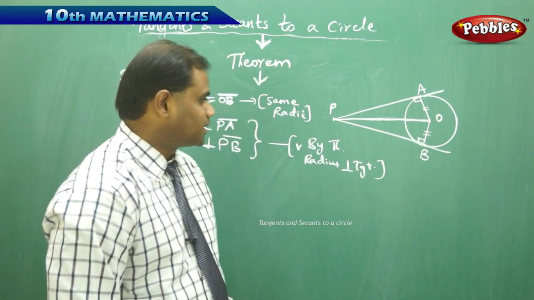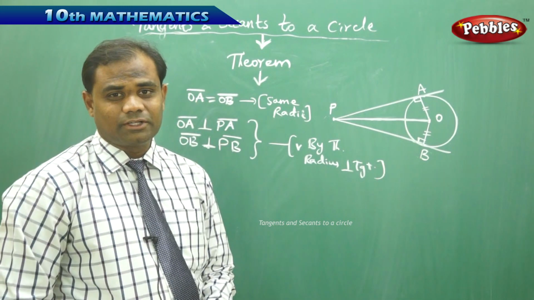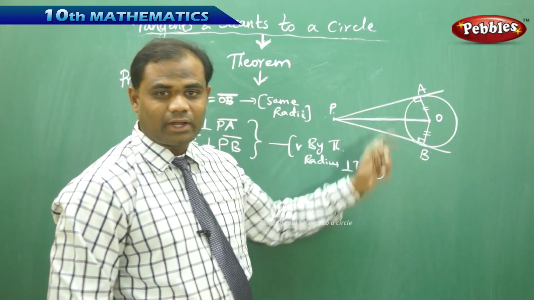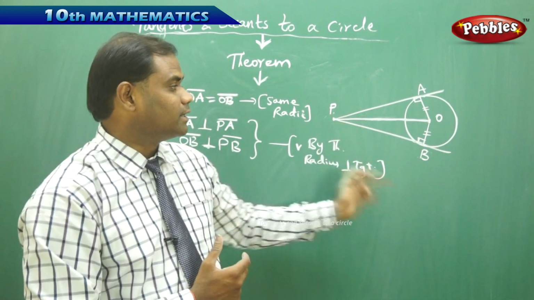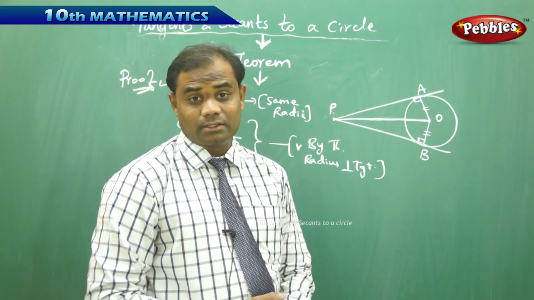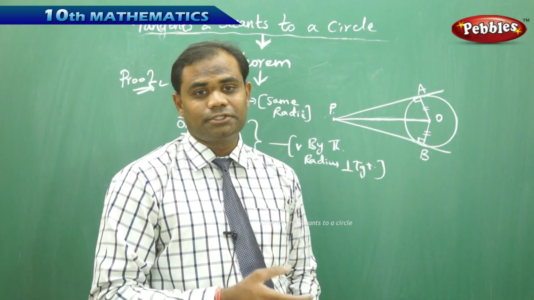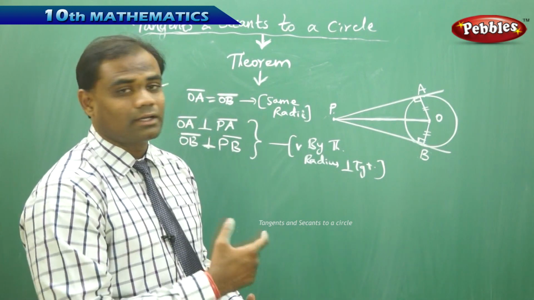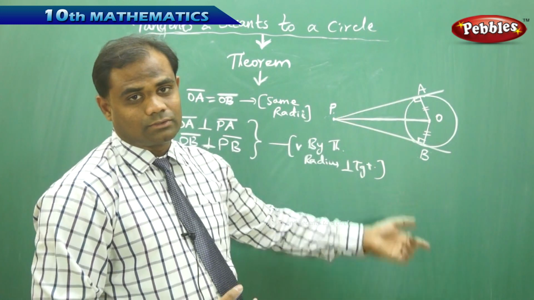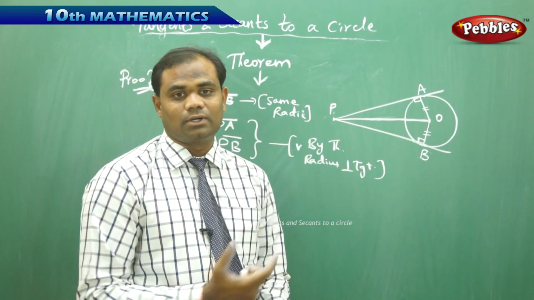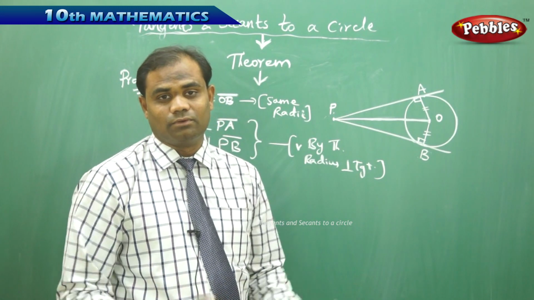Now, as I see the diagram here, I identify two triangles, OAP and OBP, which are part of the entire diagram. So I would like to take these two triangles and show that they are congruent. My intention of showing the congruency will help me finally conclude that this is equal to this. So let's see how the congruency leads to the outcome of the final proof.